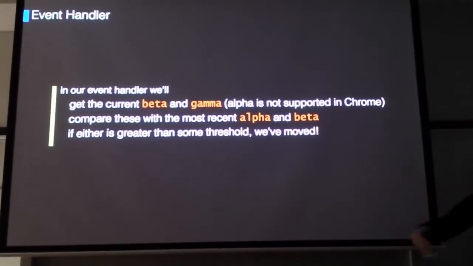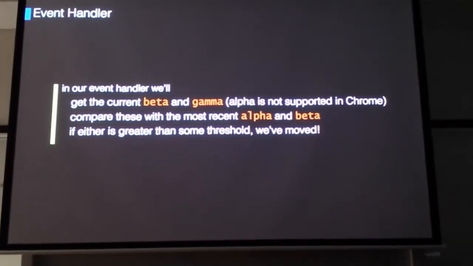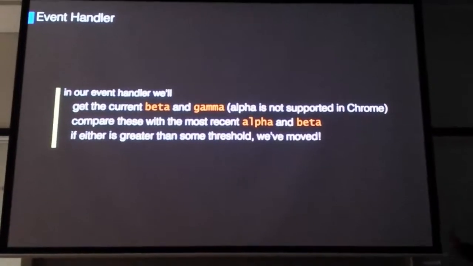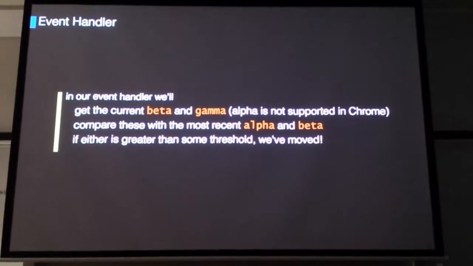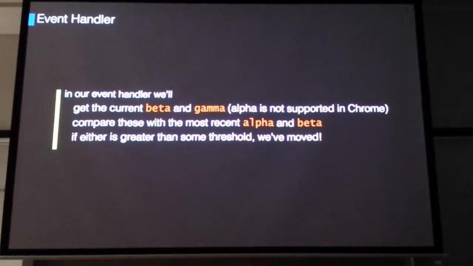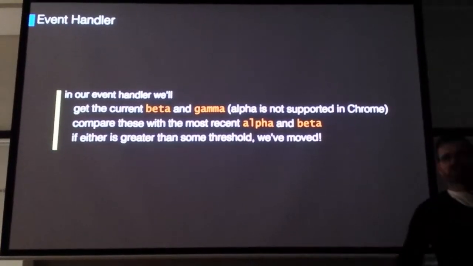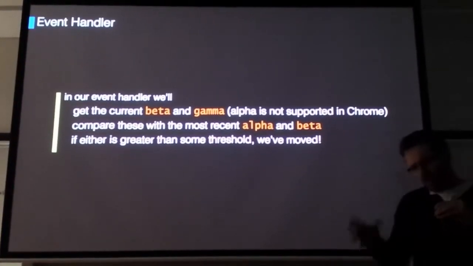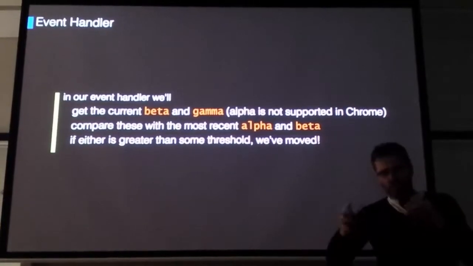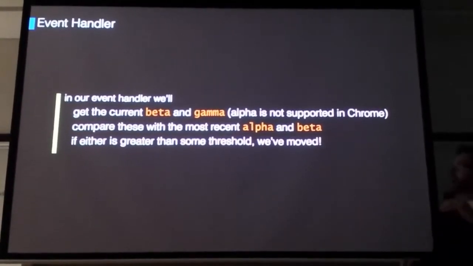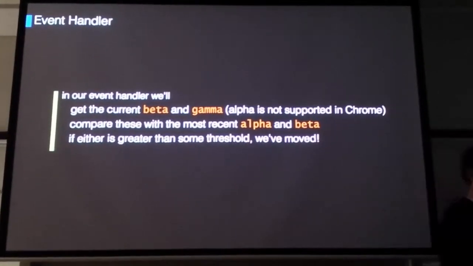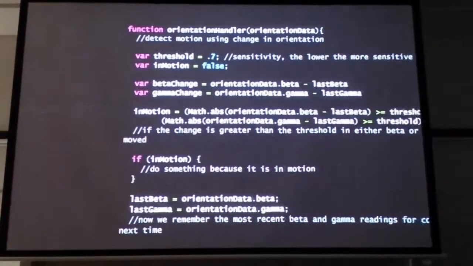You just set a timeout period, and it doesn't have to be that short. Anywhere between tenths of a second generally works pretty well. And if this value is greater than some threshold, say I generally find between 0.5 and 0.7 of a degree, pardon me, then we'll say we've moved, right? So let's have a look at what that actually looks like in code.